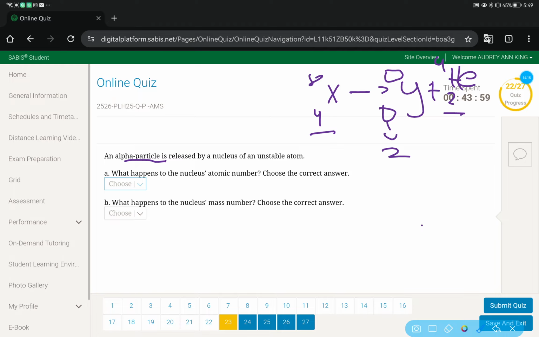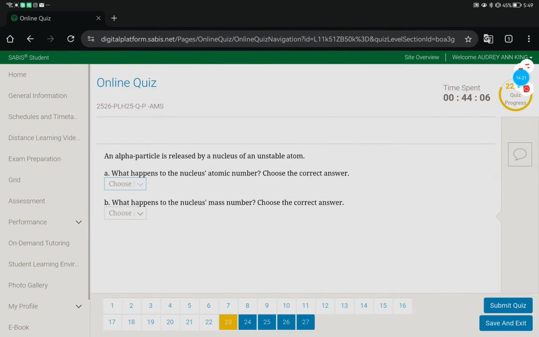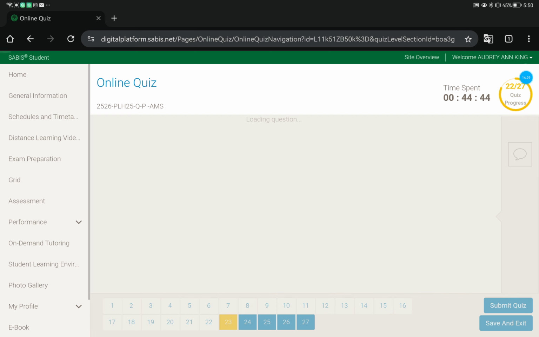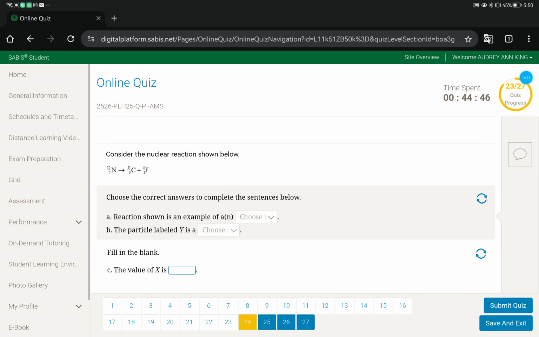So we need to find what's in the box. So all we do is 4 minus 2, and you get 2. And you do 8 minus 4 and you get 4. So that's what happens. Okay, so we just saw the atomic number decrease by 2 and the mass number decrease by 4.